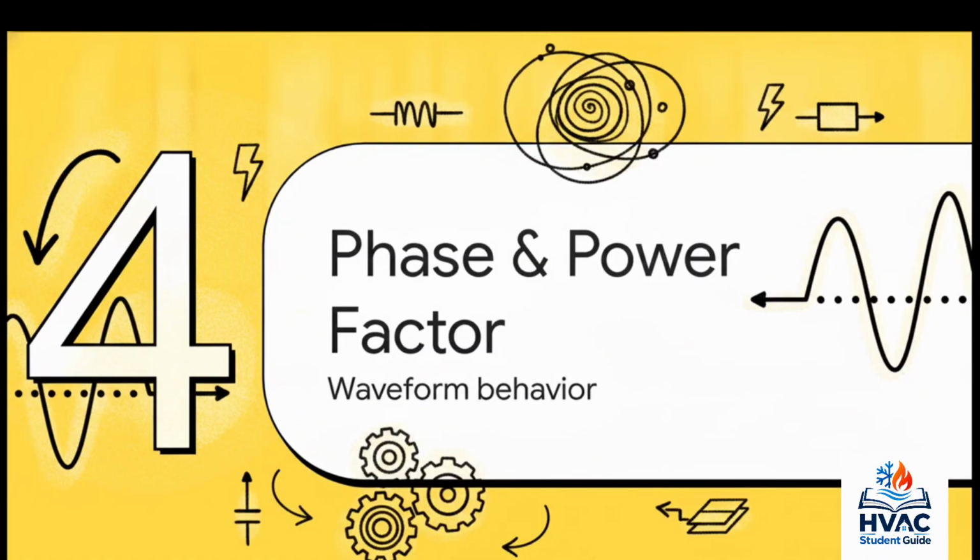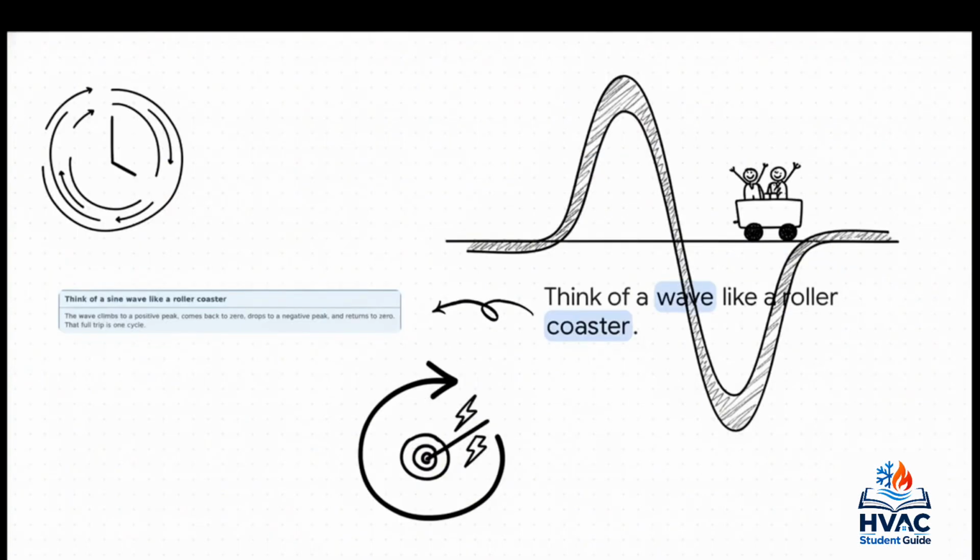All right, Section 4, phase shifts and power factor. This is where it gets really interesting. Since AC current is constantly reversing direction, we visualize it as a sine wave. Think of it exactly like a roller coaster. The wave climbs all the way up to a positive peak, drops back down to zero, plunges into a negative peak, and then returns to zero. That one full, wild trip is exactly one cycle, or 360 degrees. In the US, our power grid does this full roller coaster loop 60 times every single second, which, by the way, is exactly what 60 Hz means.